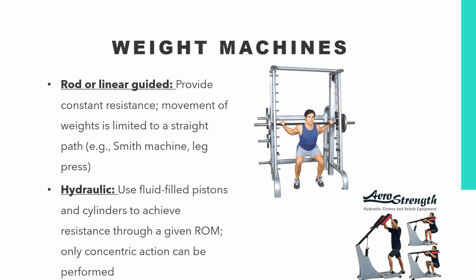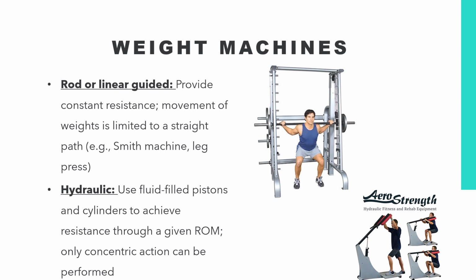Rod machines provide constant resistance during a given exercise and are usually plate-loaded. These machines allow movement in a straight or linear path only, thereby increasing stability. Additionally, most rod machines contain safety mechanisms that allow the use of heavier equipment without a spotter. However, if applicable, a spotter is also always recommended. The most common types of rod machines are the Smith machine that you see down here below in the center of the page, leg press, and hack squat.